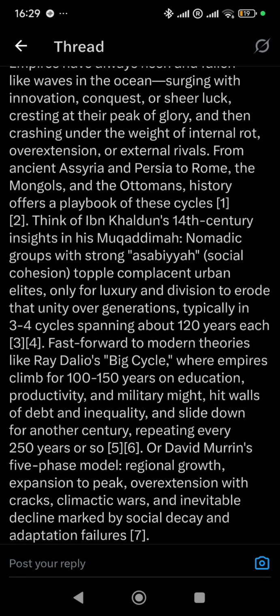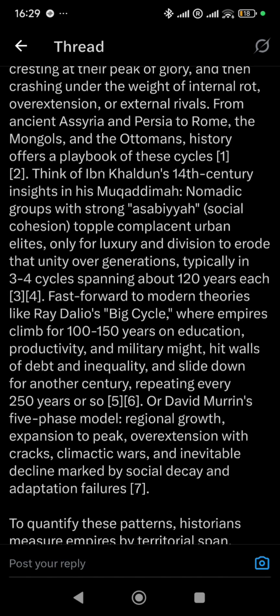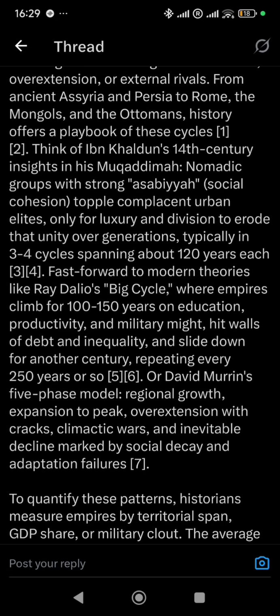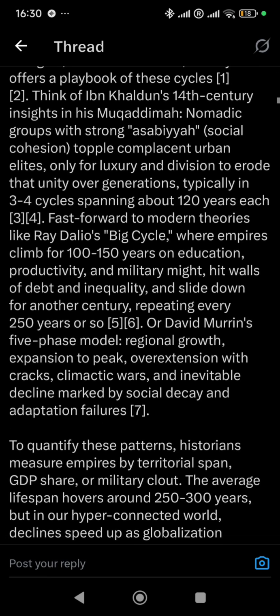From ancient Assyria and Persia to Rome, the Mongols, and the Ottomans, history offers a playbook of these cycles. References 1 and 2. Think of Ibn Khaldun's 14th century insight in his Muqaddimah. Nomadic groups with strong asabiya, social cohesion, topple complacent urban elites, only for luxury and divisions to erode that unity over generations, typically in 3 or 4 cycles spanning about 120 years each.